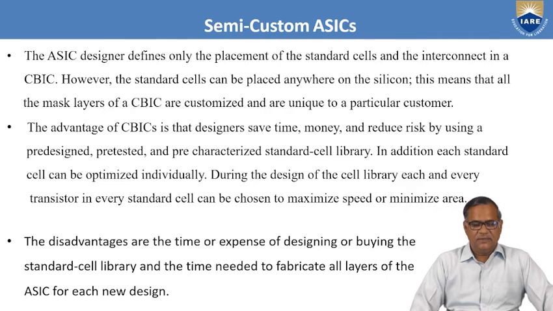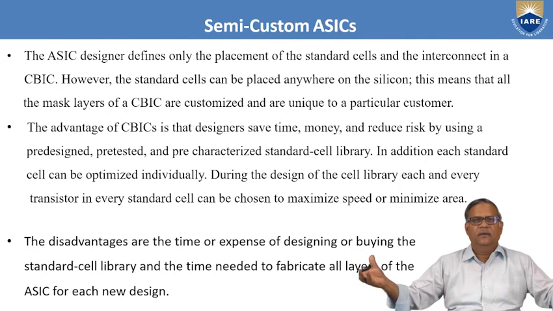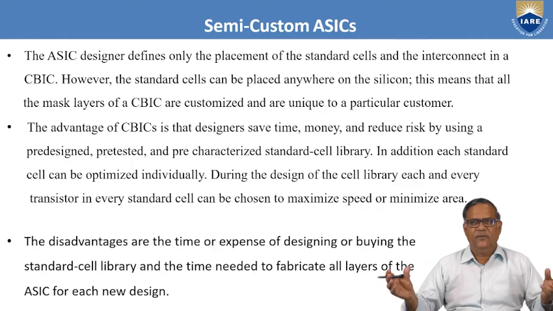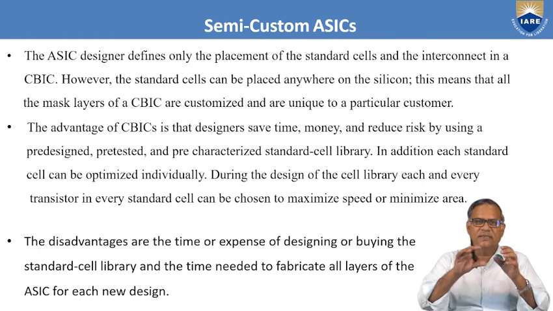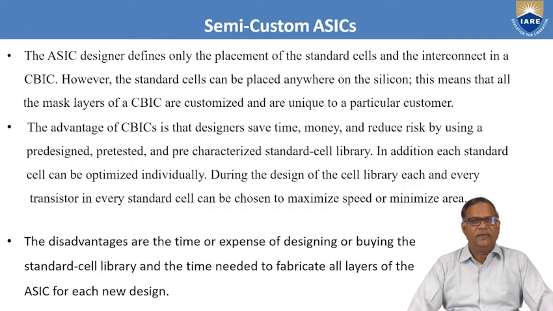In semi-custom ASICs, the designer defines only the placement of standard cells and the interconnect in a CBIC. He takes the standard cells and only he defines where to place these standard cells in the layout. And he also does the interconnection work. These standard cells can be placed anywhere on the chip. That means all the mask layers of a CBIC are customized. They have to be done separately and are unique to a particular product or a particular customer.